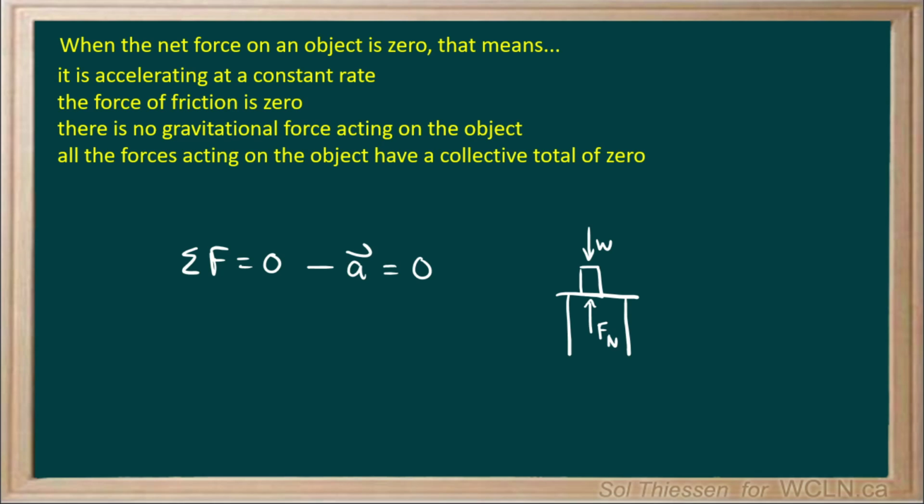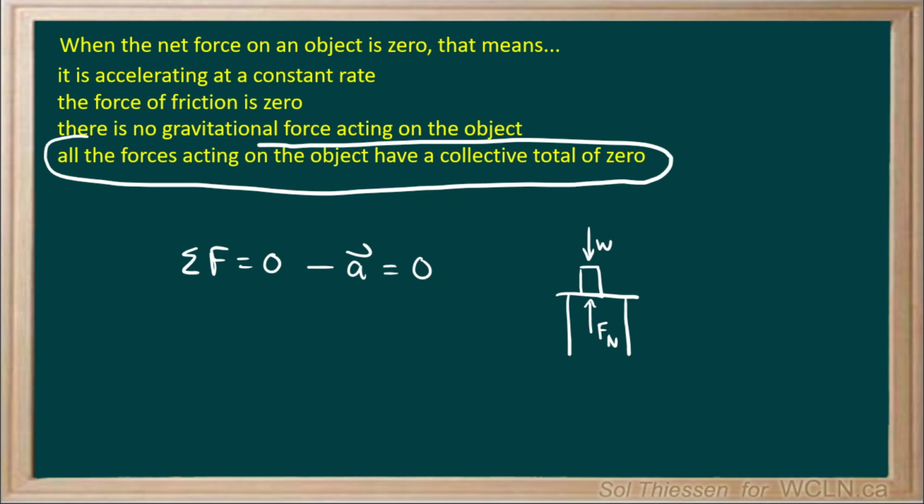So when the net force on an object is 0, that means that all the forces acting on the object have a collective total of 0. It definitely doesn't mean that there's no gravitational force acting on the object, as we just illustrated here. The force of friction is not necessarily 0 on an object where the net force is 0.